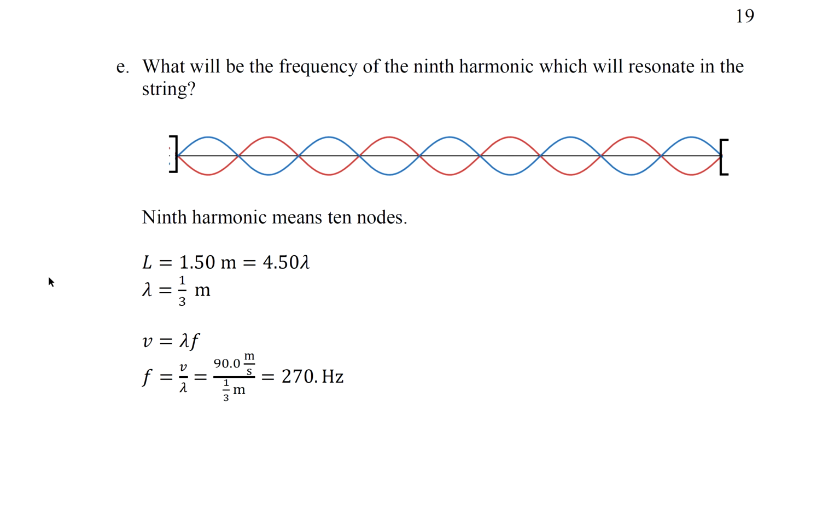Part E, what will be the frequency of the ninth harmonic, which will resonate in the string? So ninth harmonic means 10 nodes. So L equals 1.5 meters, which is 4.5 wavelengths. We could just count it up. So lambda is 1/3 of a meter. V equals lambda f, solve for f.